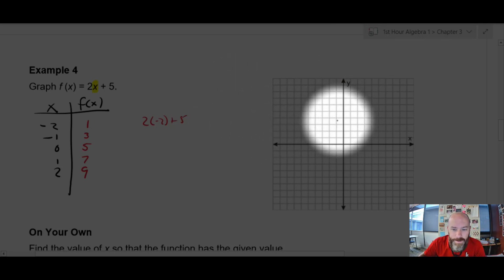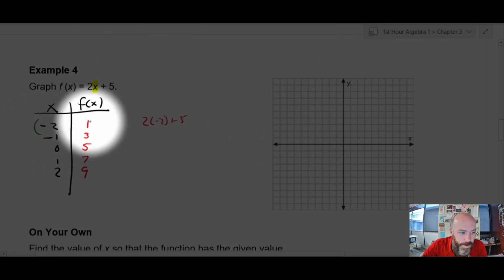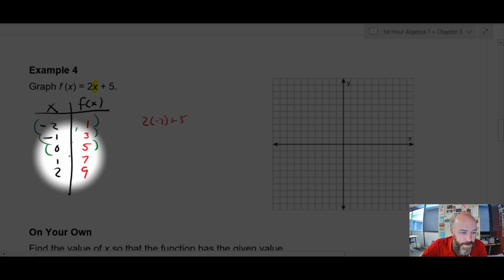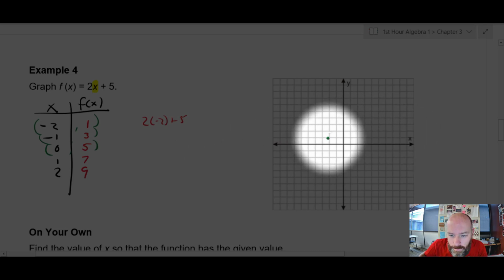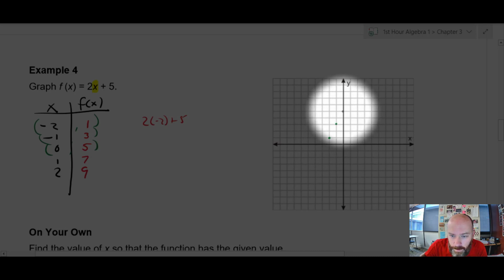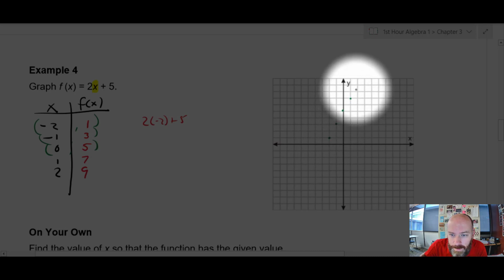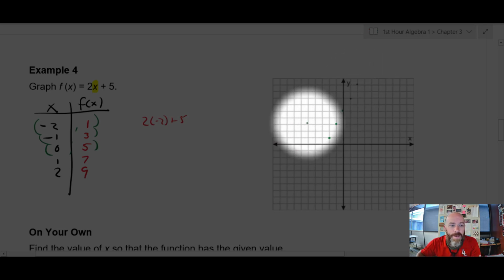So right now I'm going to make my graph. I'm going to plot these as my ordered pairs. So these are treated as ordered pairs. You don't actually have to do what I'm doing here, but I can put these in parentheses. So -2, 1 goes here. -1, 3, 0, 5, 1, 7, 2, 9.